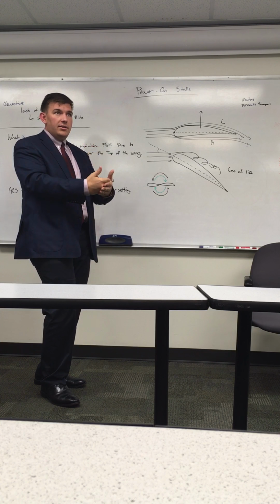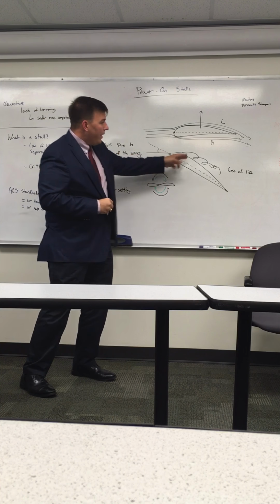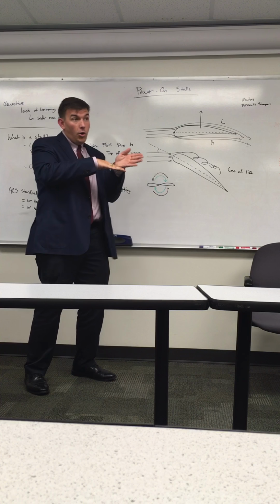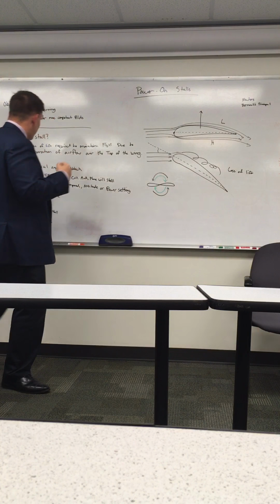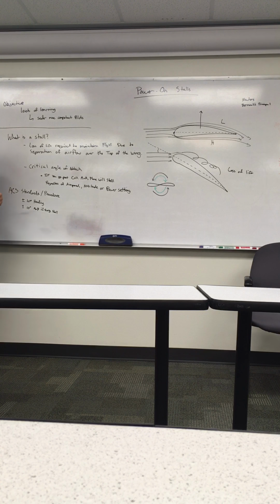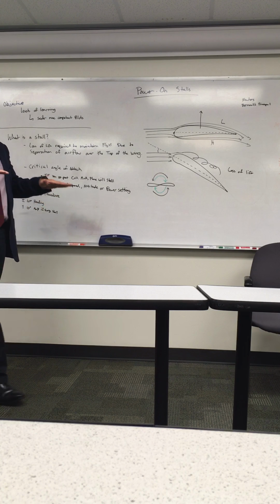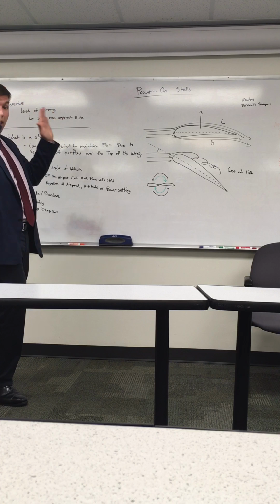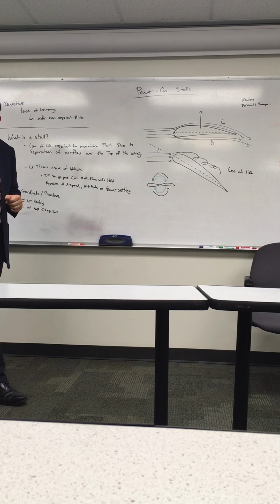The point at which that separation occurs is when we go beyond what's called the critical angle of attack. If we go beyond the critical angle of attack, a stall will occur at any airspeed, any power setting. So the critical angle of attack is the most important factor, and that is actually why planes stall: when the angle of attack of the airplane goes beyond the critical angle of attack.